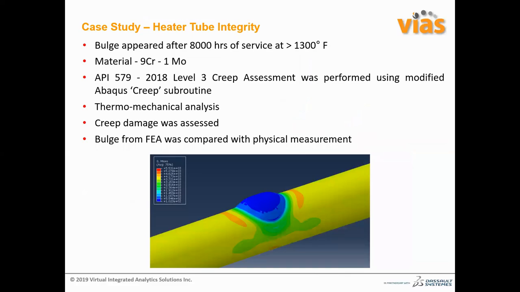This is a heated tube integrity problem. We used a creep subroutine that is based on the API 579 Level 3 creep assessment procedures. It's a 9 chrome 1 moly material, and there was a bulge that appears after certain hours of service. We performed a thermomechanical analysis, creep damage was assessed, and then we looked into the bulge and compared it with what we have observed.